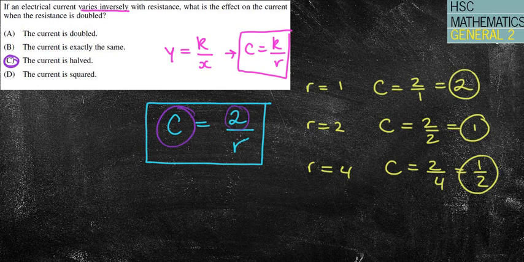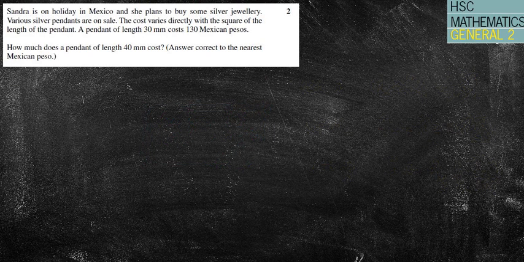And then I'm just trying some numbers in for R and seeing what is going to happen to C. Tough question. Okay, Sandra is on holiday in Mexico. She plans to buy some silver jewelry. Various silver pendants are on sale. The cost varies directly, y equals k times x, with the square of the pendant. So it's the square, not the square root, the square of the pendant.